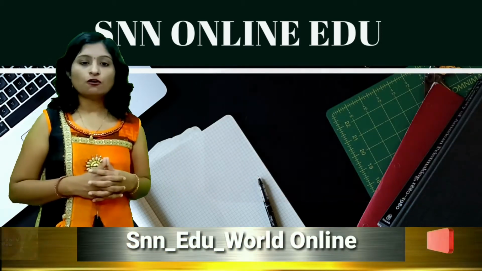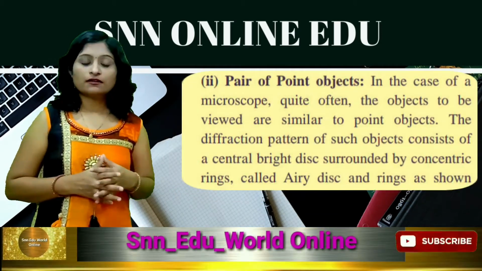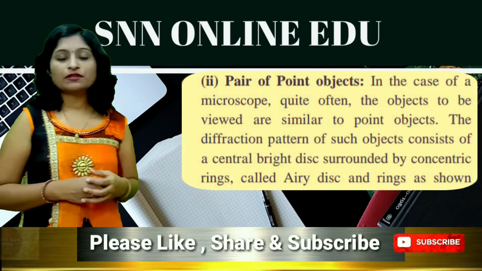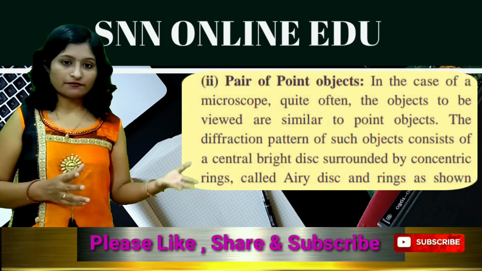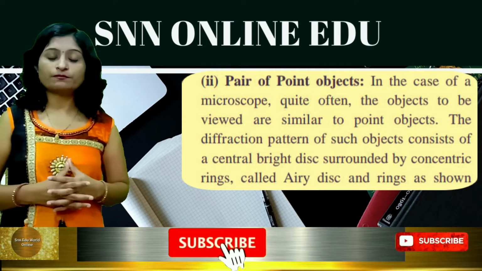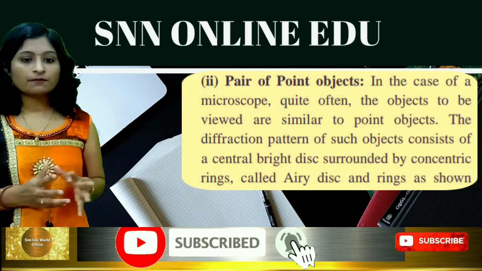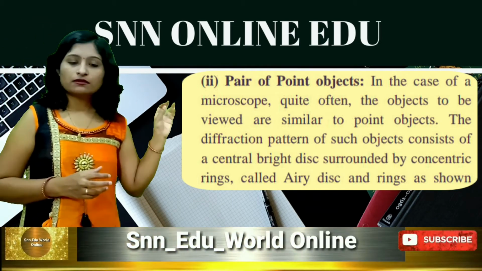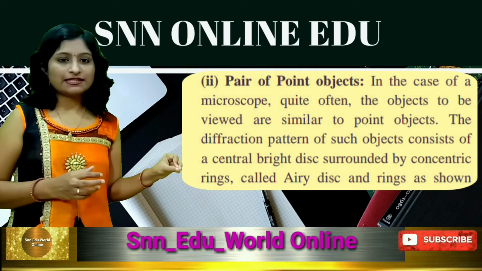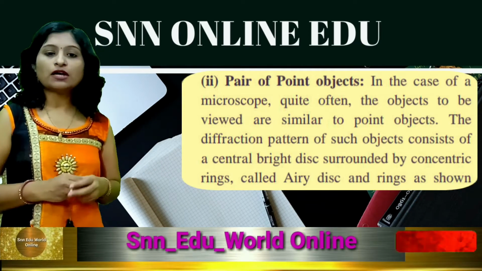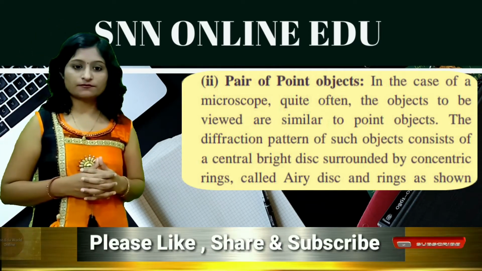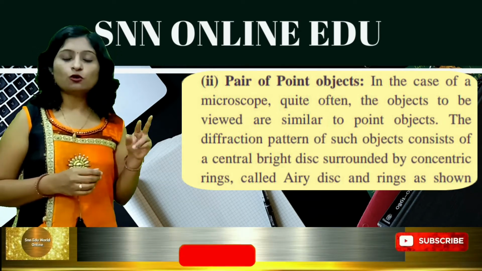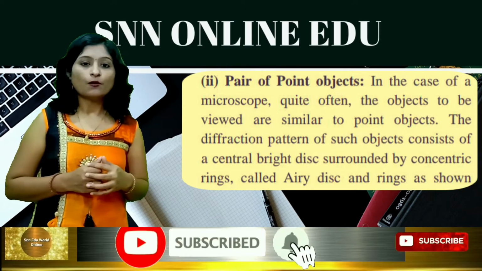So for this condition we will get the y. Okay, now observe the next slide here. For this we are considering the second condition for the Rayleigh criteria. So if objects are linear, then we have discussed; now if a pair of point objects will be there, pair of point objects means what? In case of microscope, we'll see that the objects to be viewed are similar to point objects. Okay, in the microscope, if we observe two objects, these are observed to be point objects.